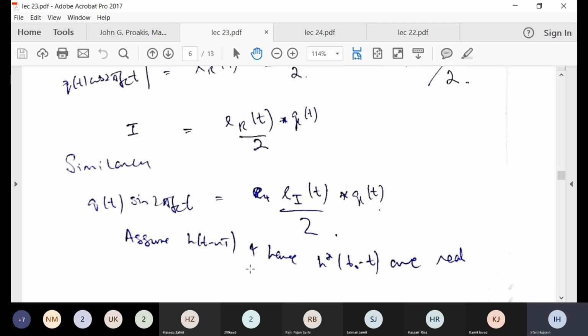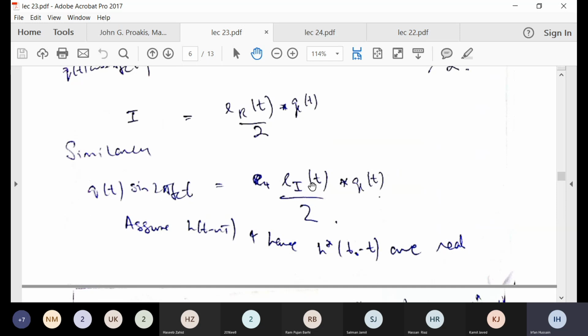Similarly, if I use the sine part, I will definitely get the imaginary part of the total r. All right, so r is a baseband version of the received signal. So the real will come from here, and its imaginary part will come with respect to the sine, because we had taken the real to be the cosine part and imaginary to be the sine part.